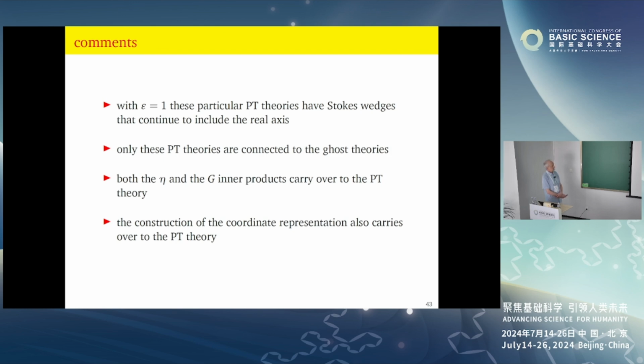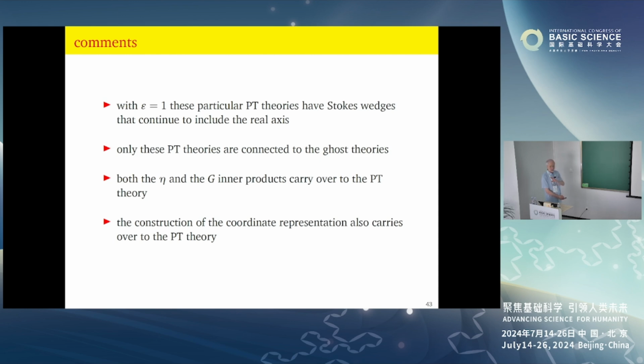It's only those particular PT theories that I'm talking about that are connected to ghost theories, and in the terminology of that literature, they have Stokes wedges that continue to include the real axis. So you don't have to know what that means, but it's just a feature of these theories that happen to have corresponding ghost theories. And I mentioned that the eta and the G inner products do carry over to the PT theory, but in a sense, you're actually defining how to calculate any matrix element. So it's just not quite that trivial.